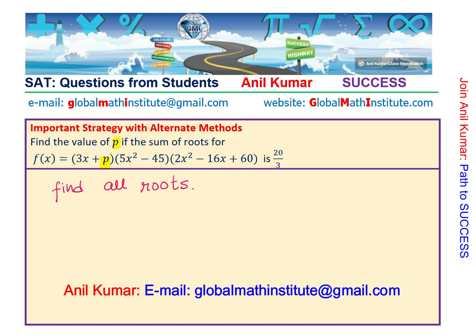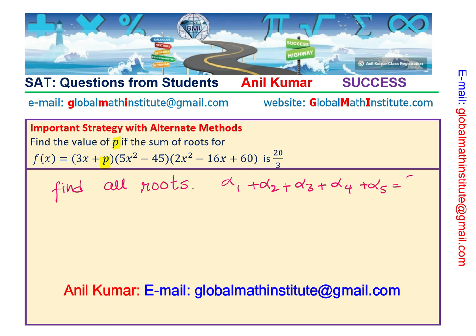Let's say the roots are alpha 1 plus alpha 2 plus alpha 3 plus alpha 4 plus alpha 5. This is degree 5, with factors of degree 1, 2, and 2. There are going to be 5 roots, and that is equal to 20/3. This is one method. Calculation of the roots might take some time. However, this is a pretty good method to answer the problem.